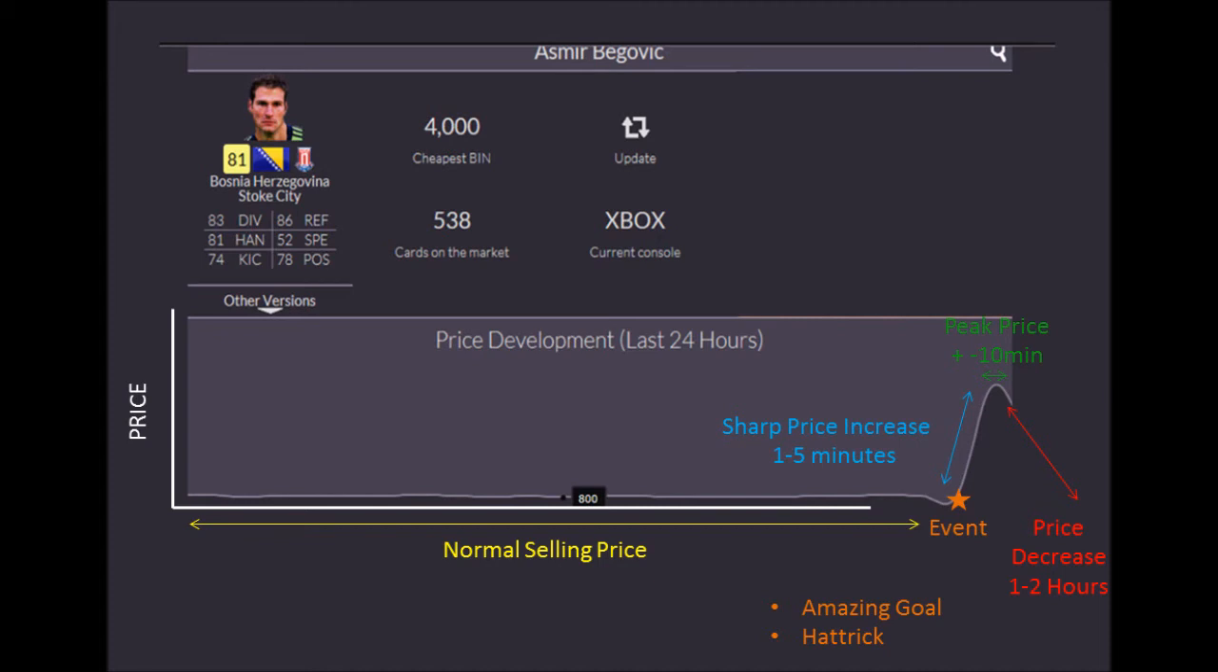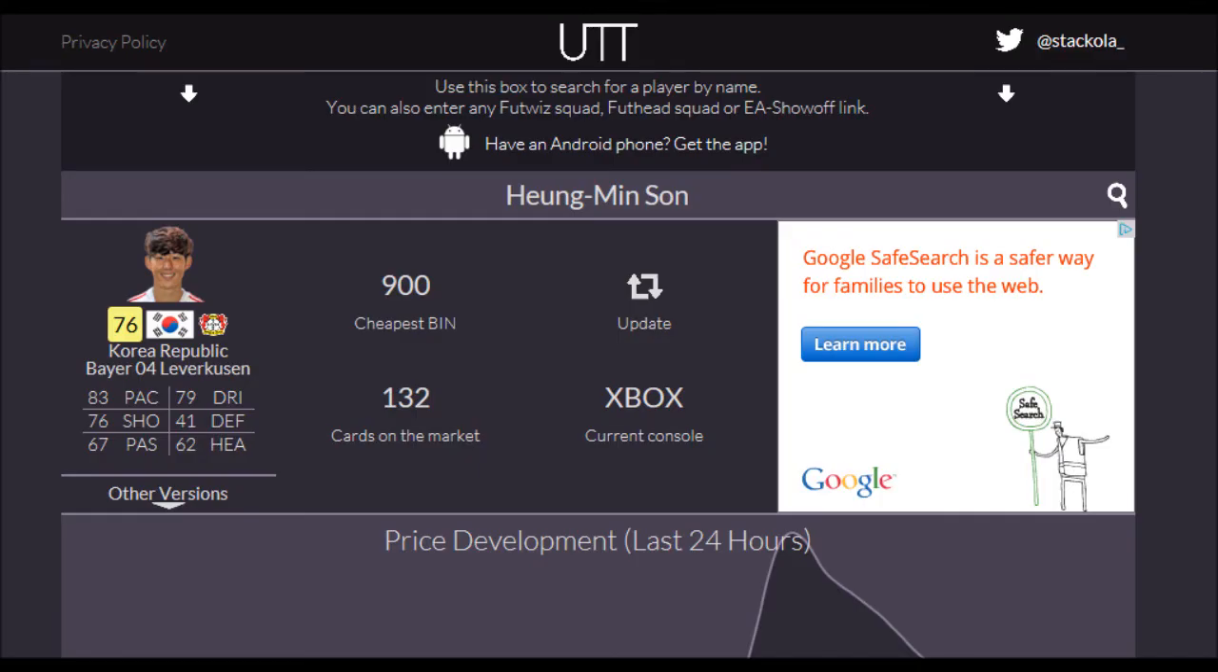So if a player does do that, by all means, please pick them up in the market, and then even if you want to sell them later, if they're going for the normal value, if they didn't increase, you're not really making a mega loss because you'll be selling them for around about what you picked them up for. And then on the decrease side, guys, it takes more time, so it takes 1 to 2 hours to decrease the price back to their normal value.